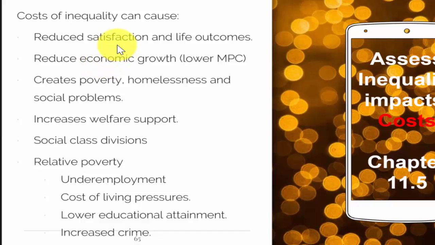to you. So reduced satisfaction of life outcomes, reduced economic growth, lower MPC, poverty is an obvious one, homelessness and social problems. There's increased welfare support, and sometimes there's not, which causes extra poverty. We've got social class divisions, and from that we've got more underemployment, cost of living pressures, lower educational attainment, and in some instances increased crime. So they're all the things that you can talk about in the impacts of inequalities.